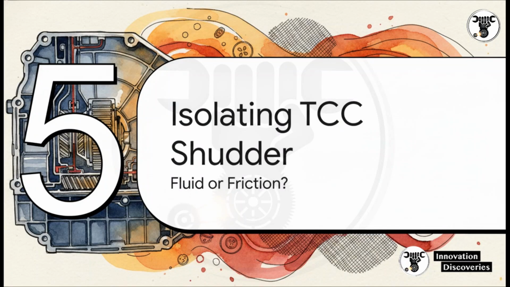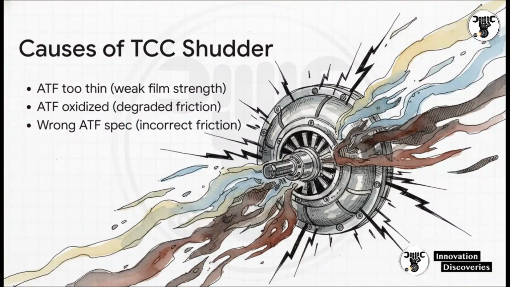Moving into Section 5, Isolating TCC shutter causes. Are we dealing with fluid or friction? Okay, here's another incredibly common scenario. A customer comes in complaining of a vibration at light throttle during lockup. Far too many techs will immediately condemn the torque converter. But guys, TCC shutter is almost always a fluid physics problem.